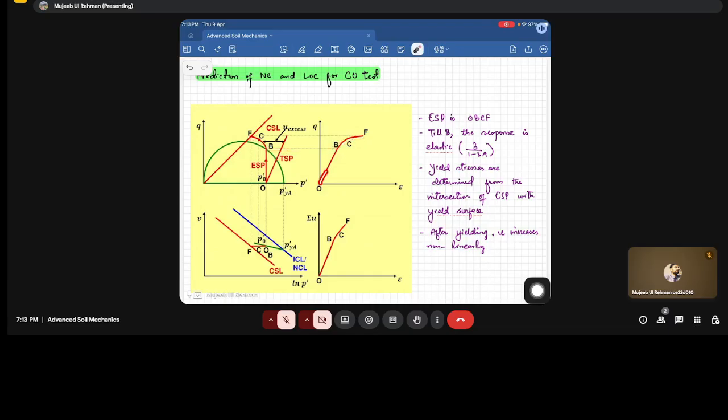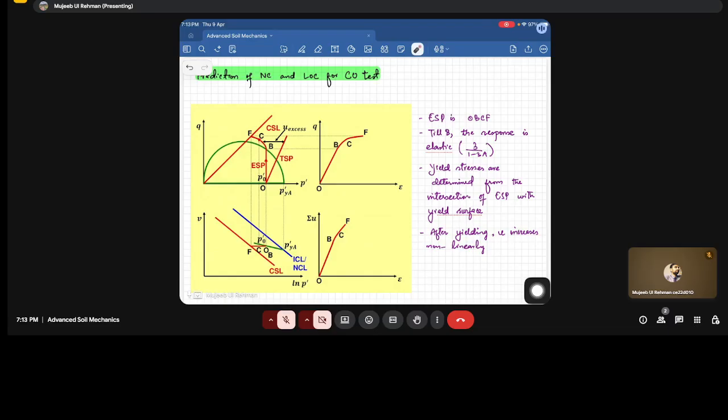Fine. It is a straight line from O to B. After that, it's a non-linear response. And similarly, if we draw this point, which is OB, on the critical state, it will be a straight line because we know that it's an undrained test. The initial specific volume will be the same as the final specific volume, so this will correspond to a straight line. Fine. And C is some intermediate state.